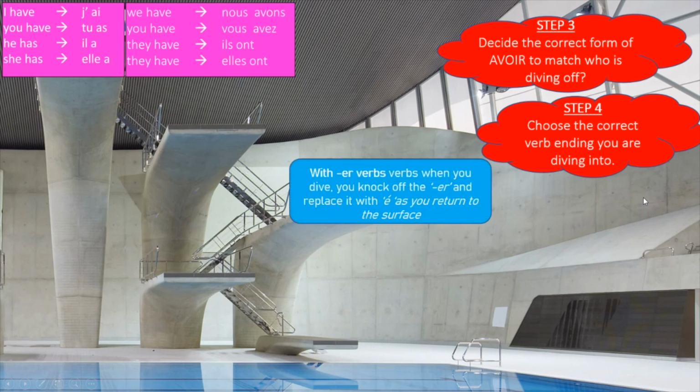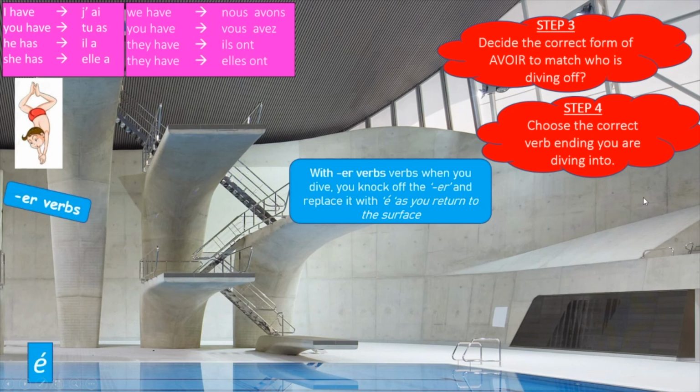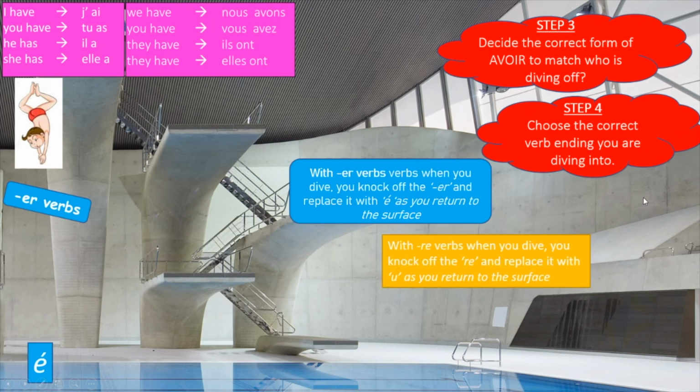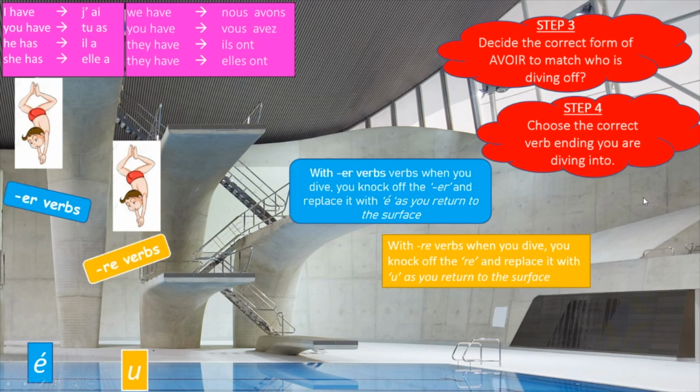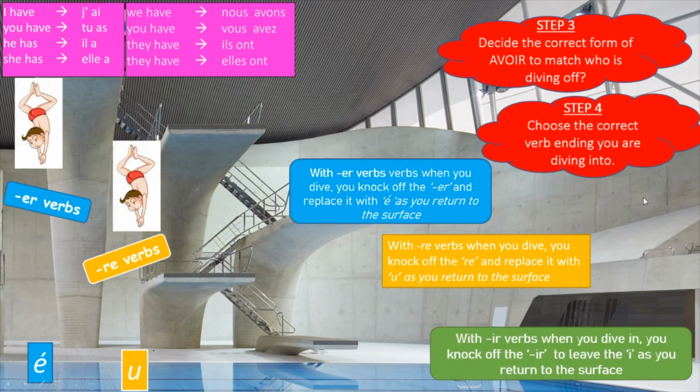So with ER verbs, when you dive in, you knock the ER off and you replace it with an E accent as you return to the surface. Look, you're diving in, wee, there we go, ER verbs, and we're into the water and it turns into an E accent. Next up, we have the RE verbs, those verbs that end in RE. And when you dive in, you knock off the RE and you replace it with a U as you return to the surface. You getting it? Yeah? Okay, then you've got the IR verbs, verbs that end in IR. And as you dive in, you knock off the IR, and as you return to the surface, it's an I.